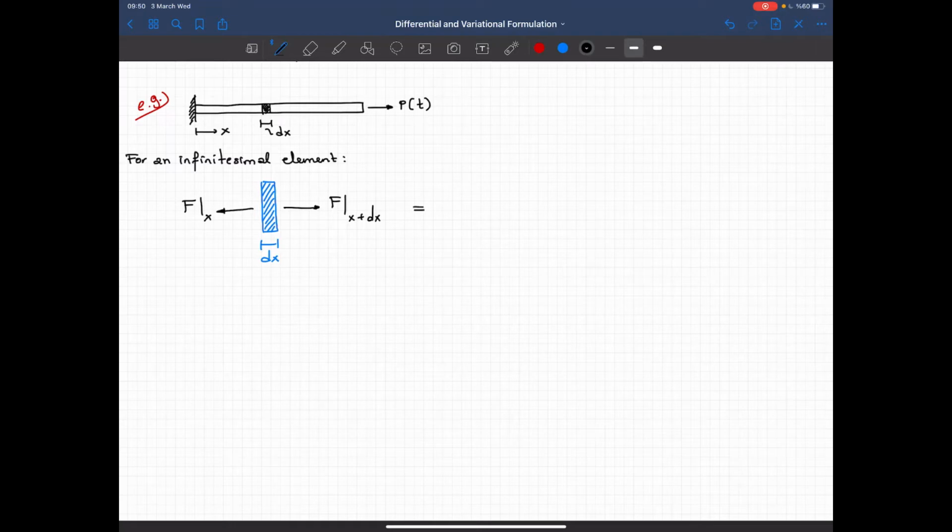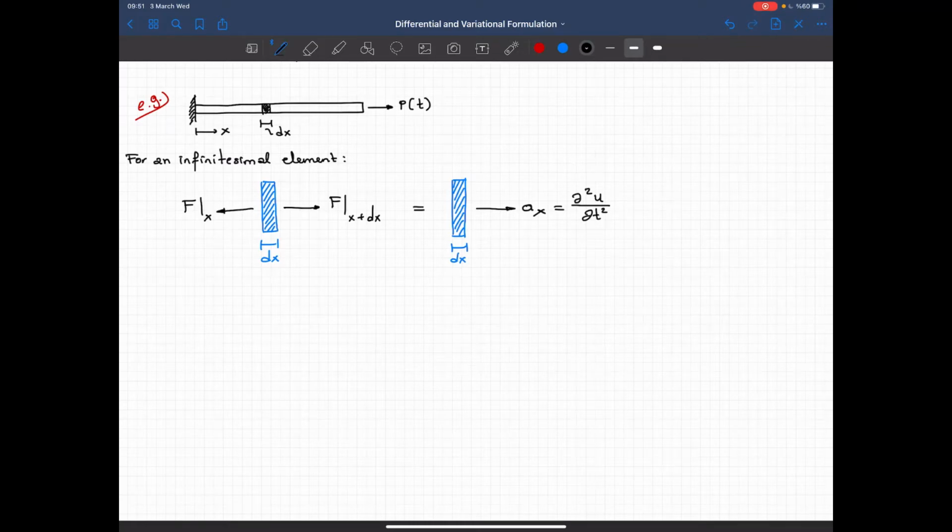And this should be equal to the same element. I'm just writing the dynamic equilibrium equation. On the left hand side I have the applied forces, and on the right hand side I have the acceleration. So let's say that it will move in this direction. This is the direction of the acceleration, and I can just write the acceleration as the second derivative of the axial deformation.